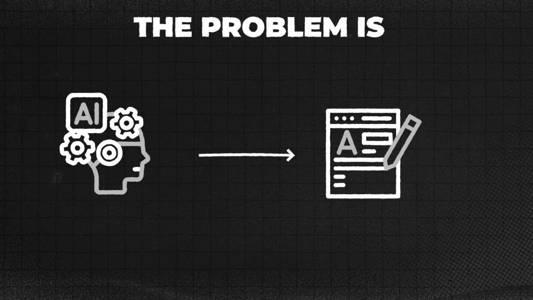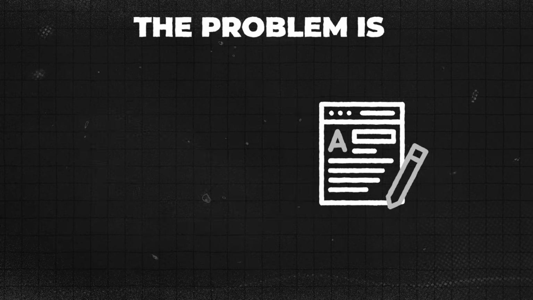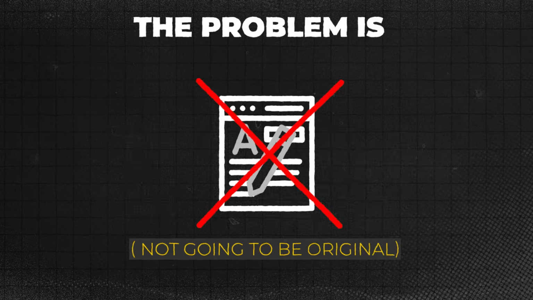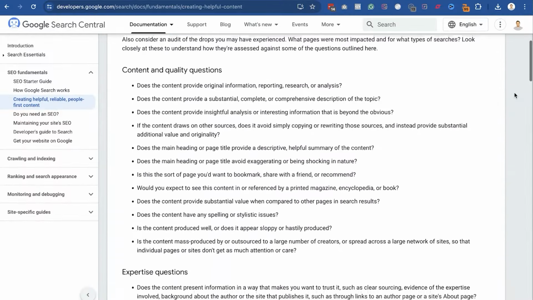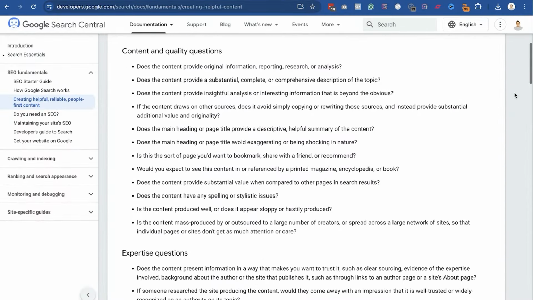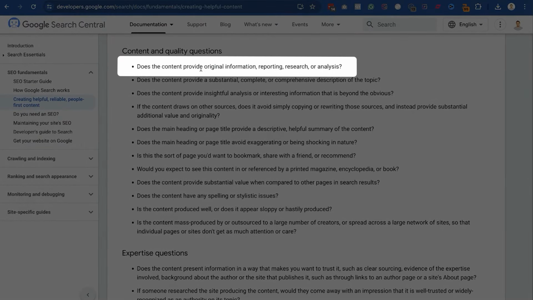The problem is that if you use AI writing tools to create the content for you, it's not going to be original. And if you look at Google's guidelines for creating high quality content, you'll notice that the first question Google asks you to consider is, does the content that you create provide original information, reporting, research, or analysis?